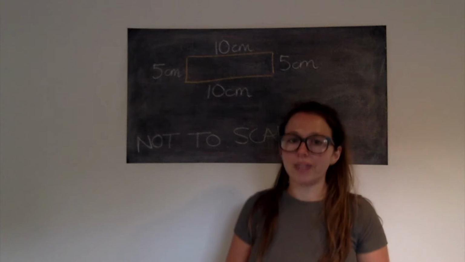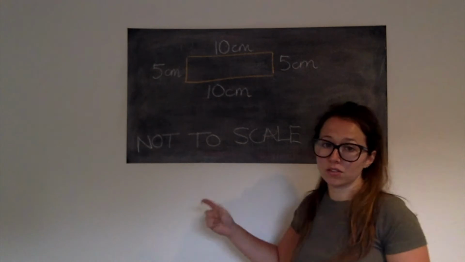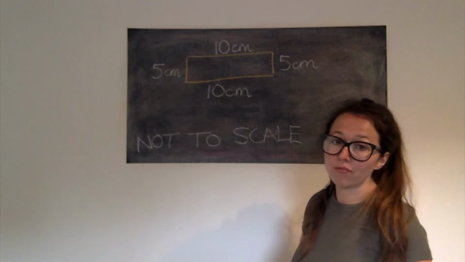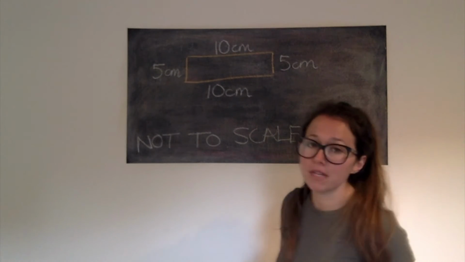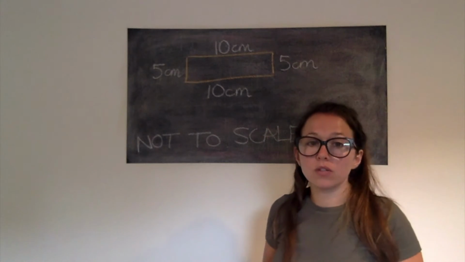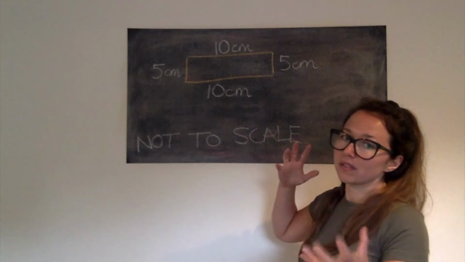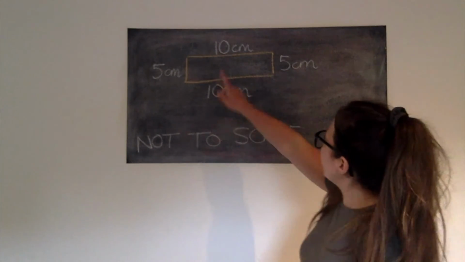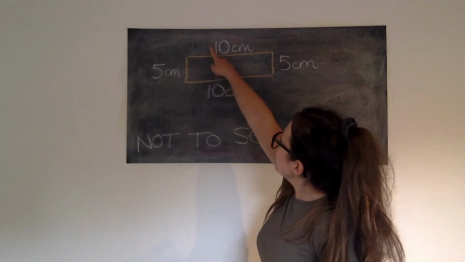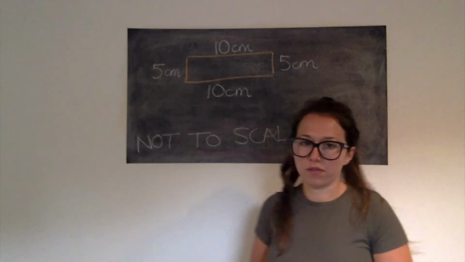I want us to have a go at calculating perimeter. Now remember, this is not to scale, so I've just sketched out a rectangle. It's not accurate by any means, but if you're drawing these at home and you've got a ruler, then try and make yours accurate. So measure out the 10 centimetres, okay? Mine isn't because it's too difficult to do. So here's my rectangle. This side is 10 centimetres, this side is 10, this side is 5 centimetres, this side is 5 centimetres.